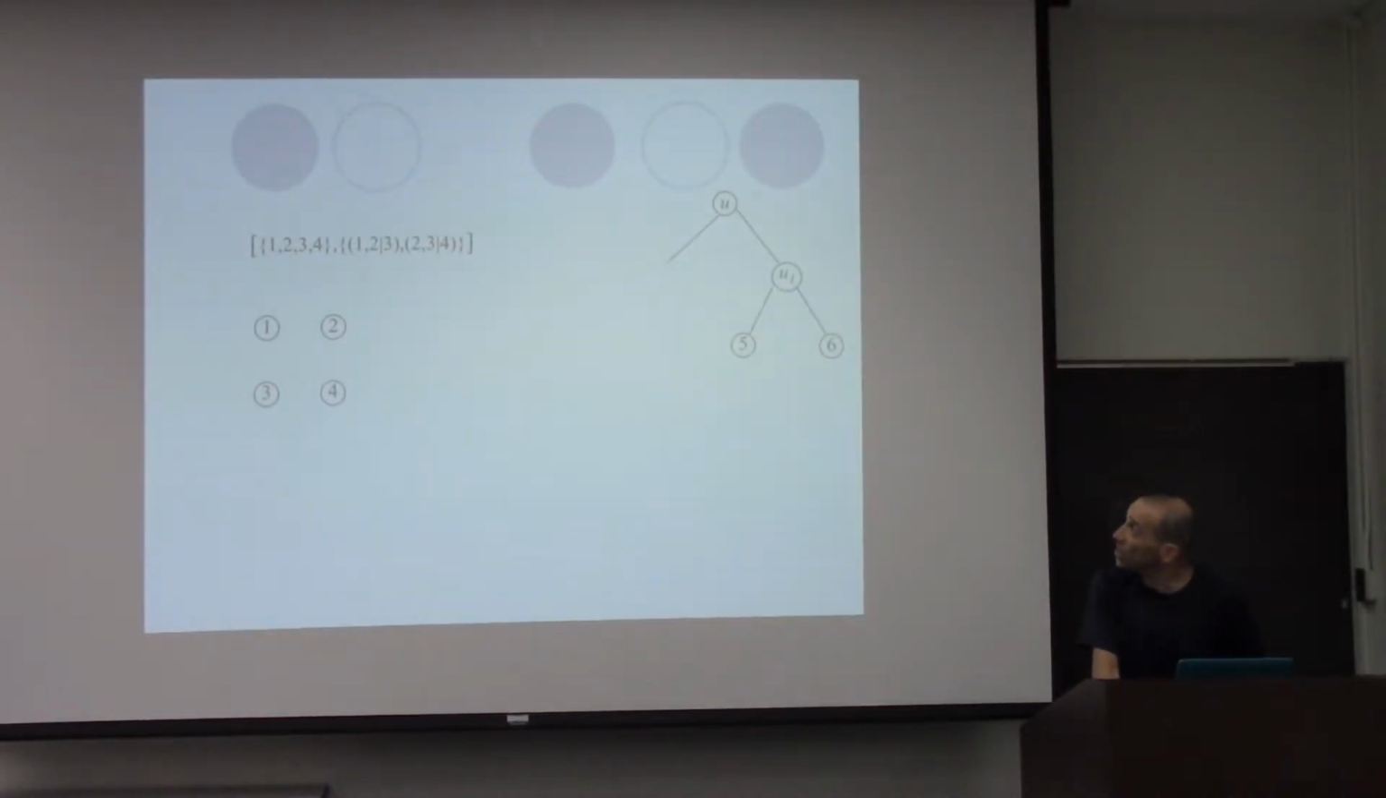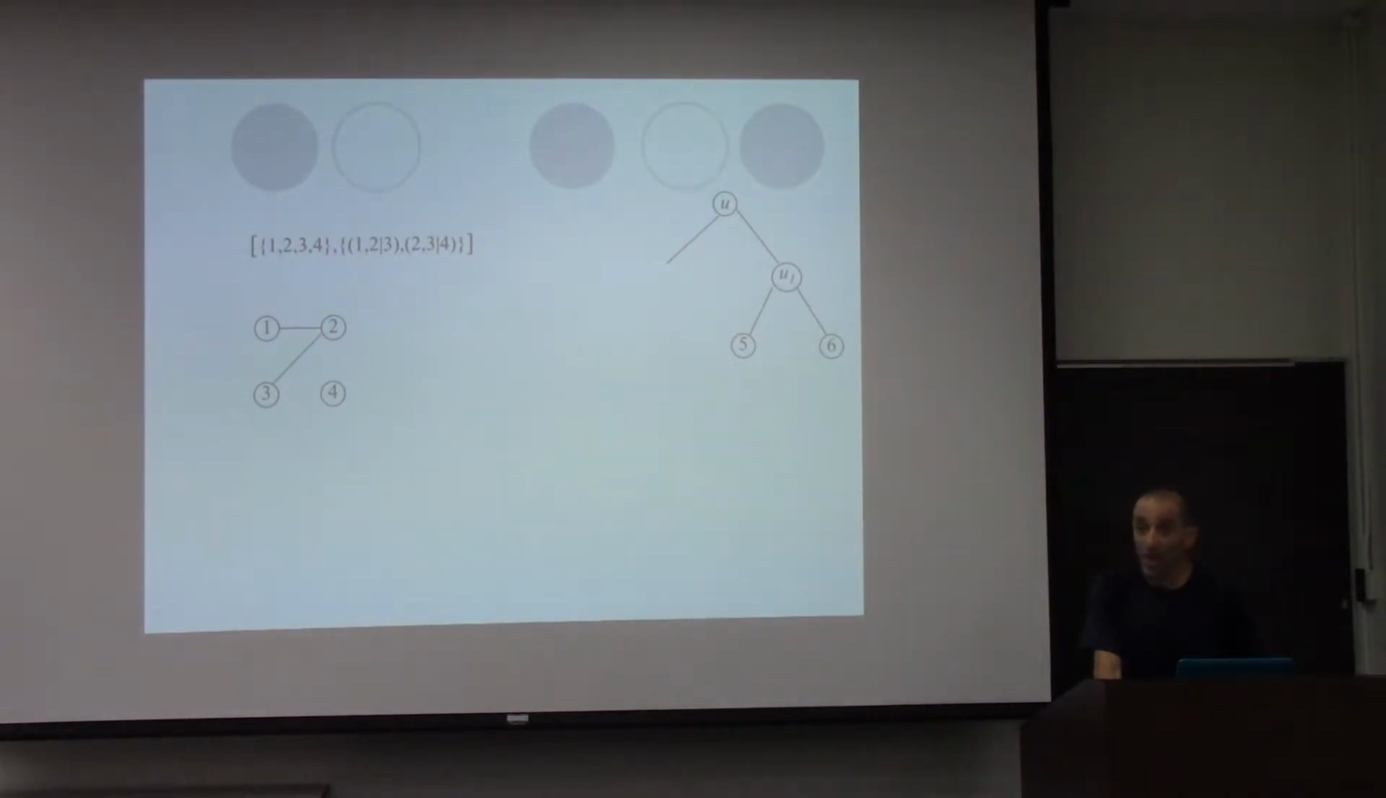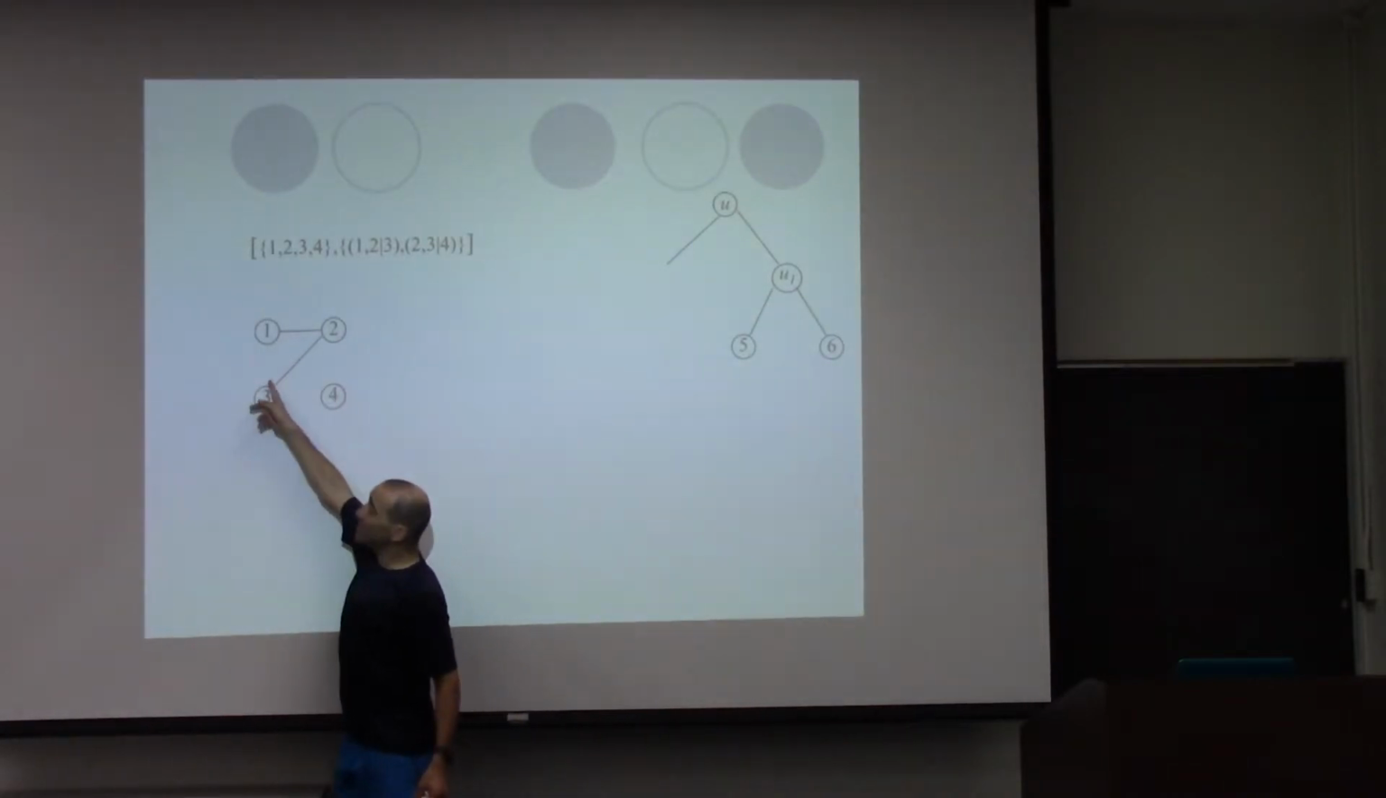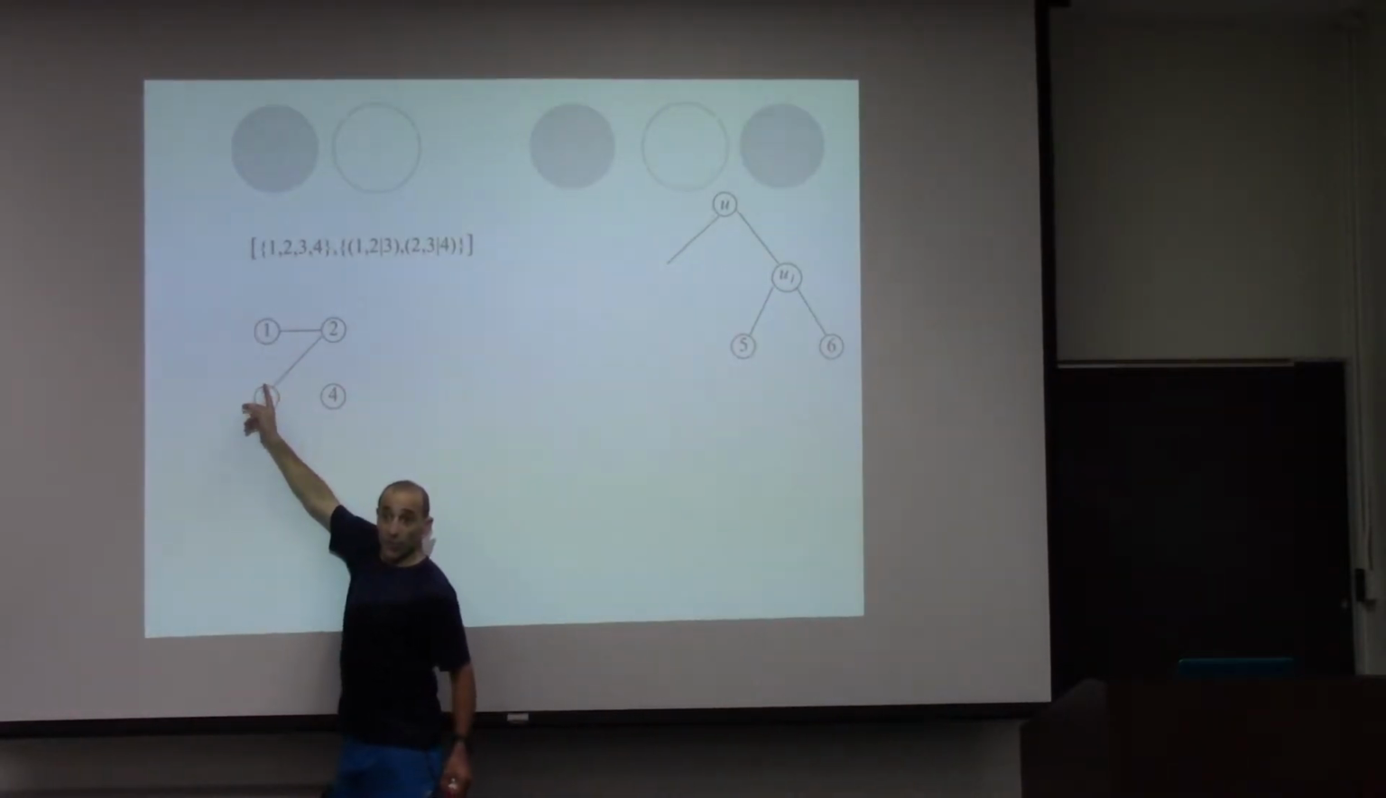So we start with 1, 2 versus 3. So we join 1 and 2. Okay, you see that? Now we look at the next triplet, 2, 3 versus 4. And we connect 2 and 3. So this is one connected component. This is the other connected component.